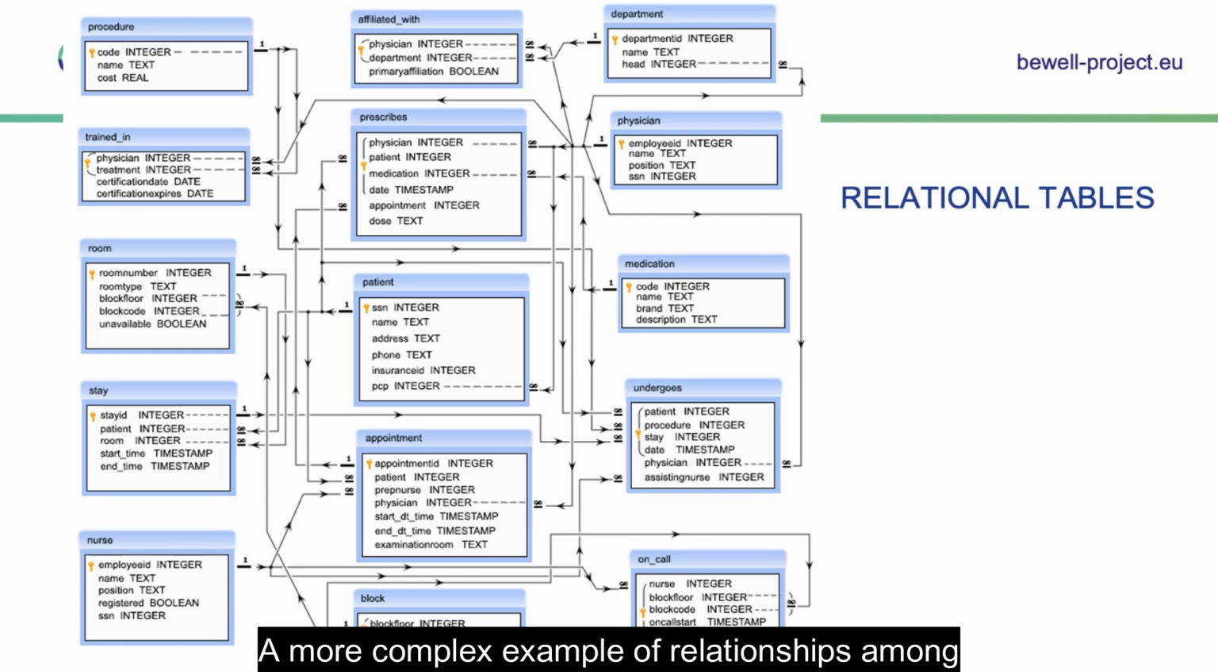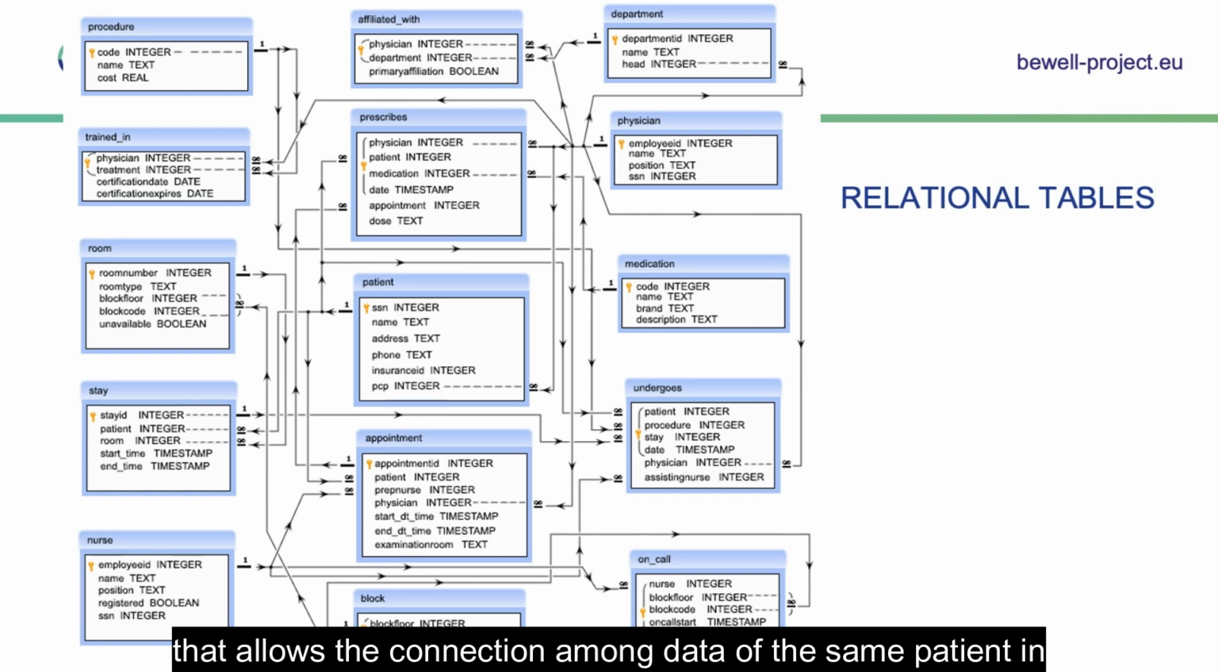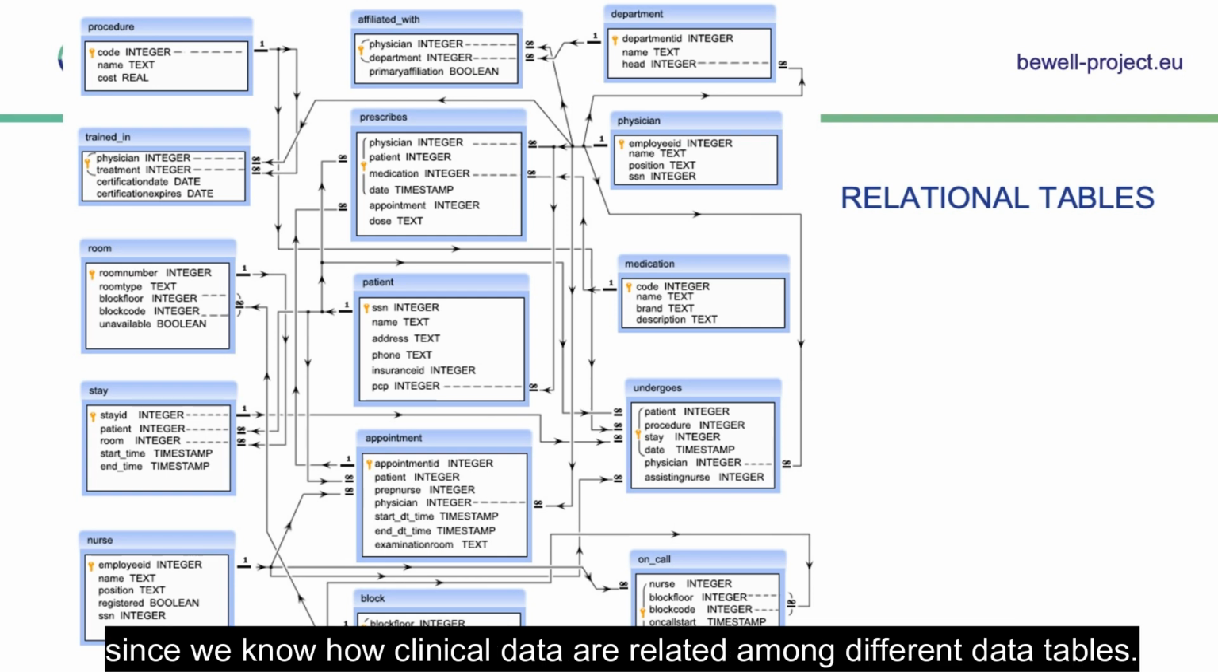A more complex example of relationships among different tables is represented in this image. As we can see, a heterogeneous amount of data belonging to the same patient can be efficiently stored in several tables. These data can be easily related by the use of primary keys that allow the connection among data of the same patient in the different tables. So please remember that the data you see in an electronic patient record is organized in this way inside the computer memory. Keeping in mind this structure will allow us to access individual clinical data in a database, since we know how clinical data are related among different data tables.